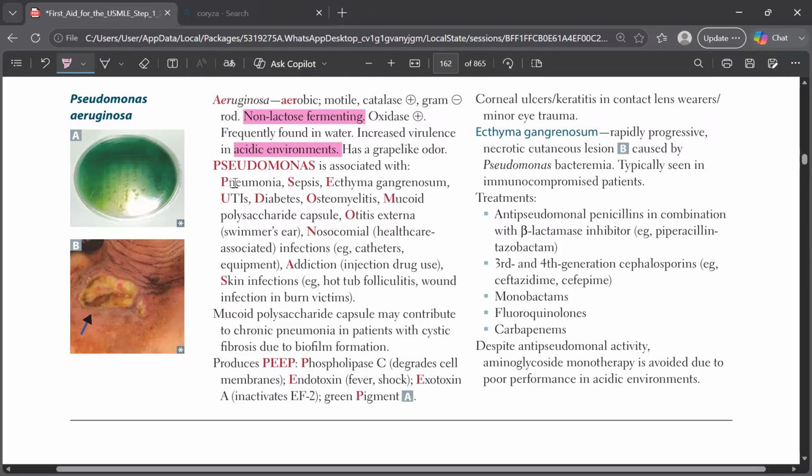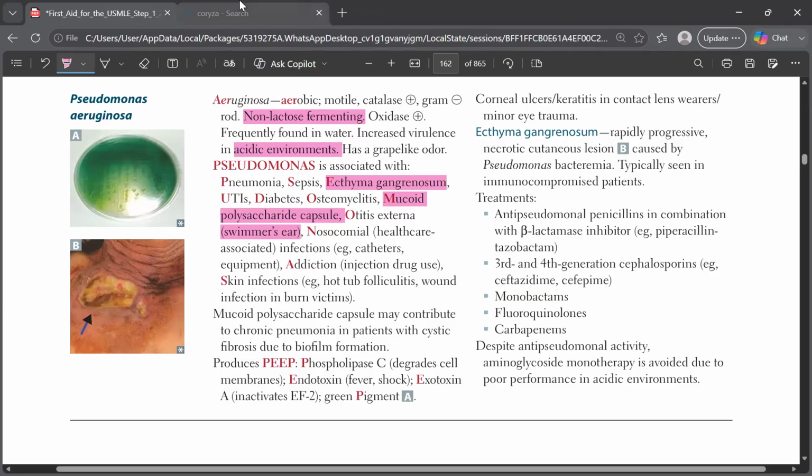Pseudomonas is associated with E for pneumonia, S for sepsis, E for erythema gangrenosum, U for UTIs, D for diabetes, O for osteomyelitis, M for mucoid polysaccharide capsule, O for otitis externa, swimmer's ear, and N for nosocomial or healthcare-associated infections, example catheters or equipment, A for addiction, such as injection drug use, and S for skin infections, example hot tub folliculitis, worm infection in burn victims.